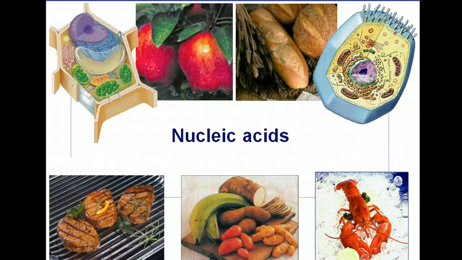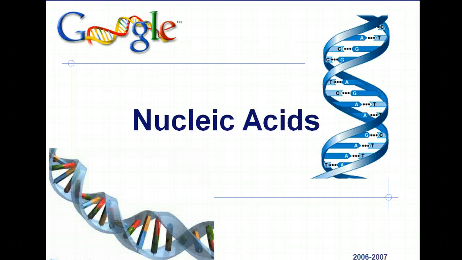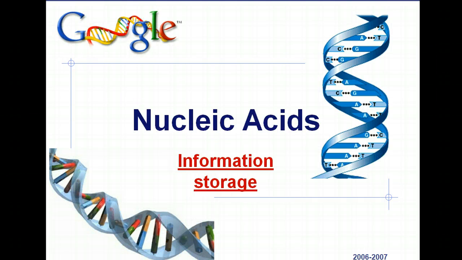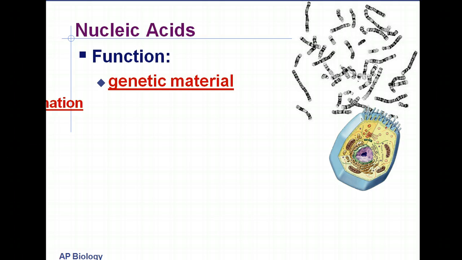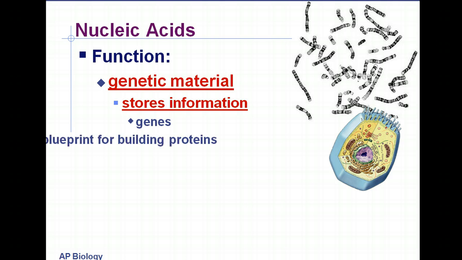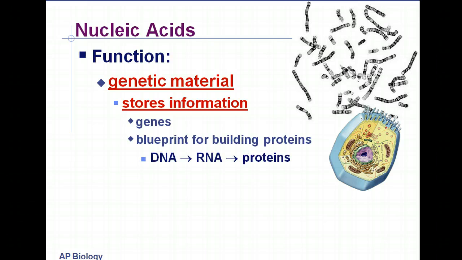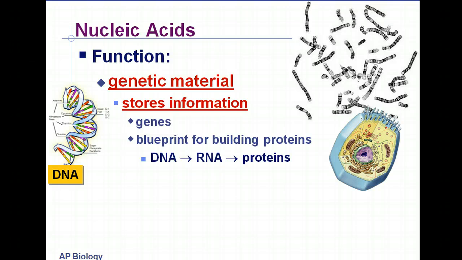So far you should have watched videos on carbohydrates, lipids, and proteins, but we're going to tie all those together with a really brief introduction to nucleic acids. Nucleic acids are the information storage that helps make all our other macromolecules possible. The function of these is genetic material, storing the information in the genes, which is a blueprint for building proteins. Our whole central dogma of biology is that DNA creates RNA, which creates our proteins.